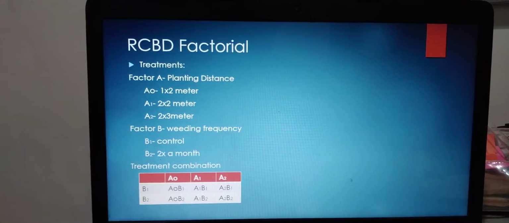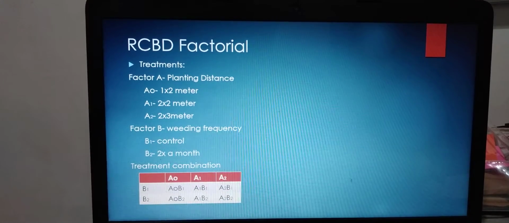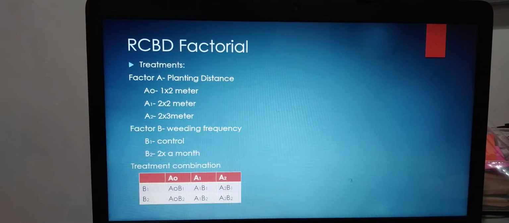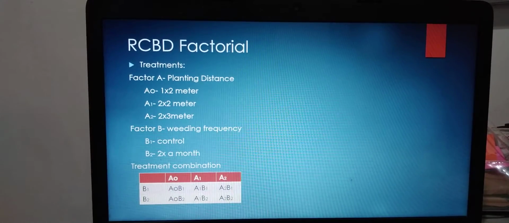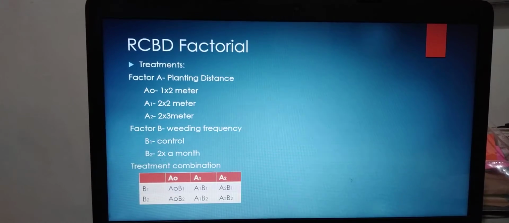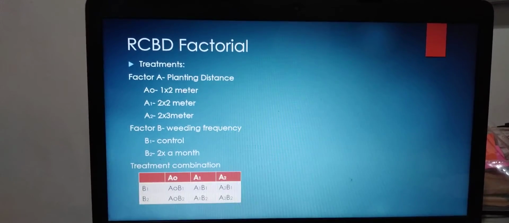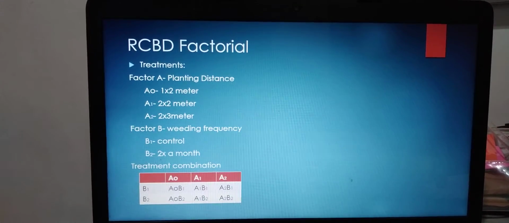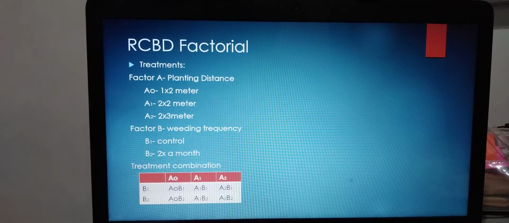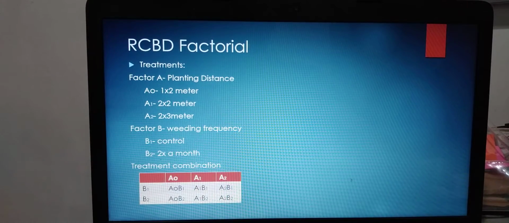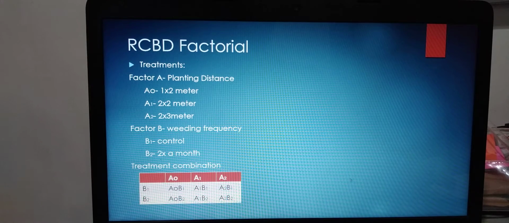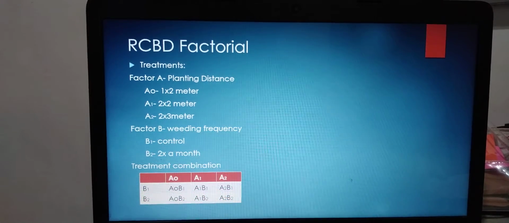So, RCBD factorial treatment example, this is the data that we need to gather. Our factor A is our planting distance, with A0 is 1 by 2 meter, A1 is 2 by 2 meter, A2 is 2 by 3 meter. With our factor B, which is our weeding frequency, B1 is our control, B2 is 2 times. With a treatment combination of A0B1, A1B1, A2B1, A0B2, A1B2, and A2B2.